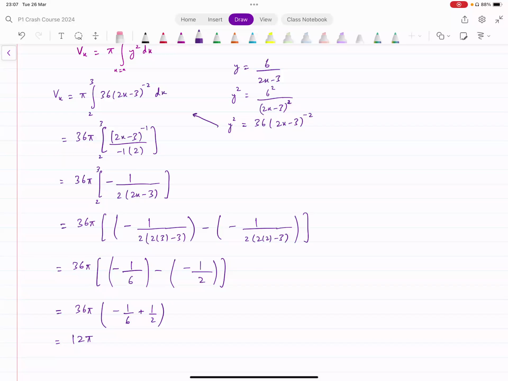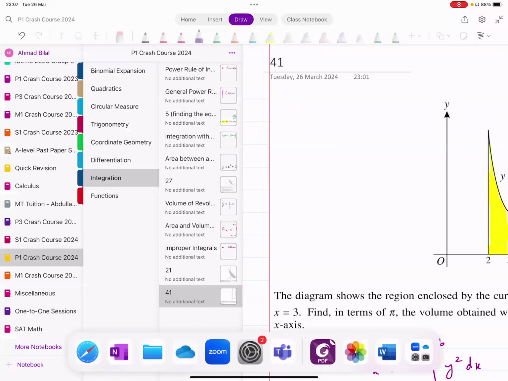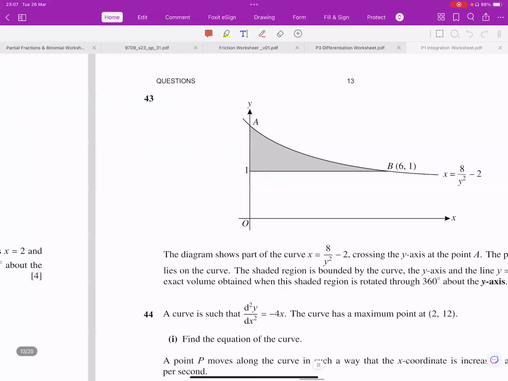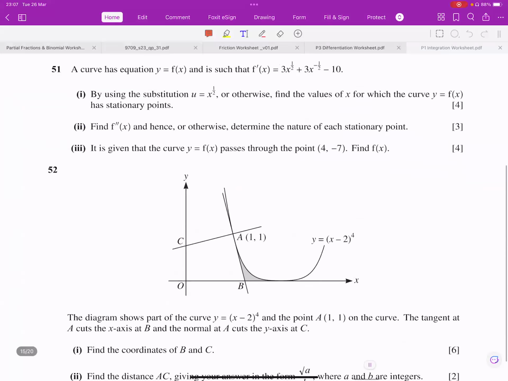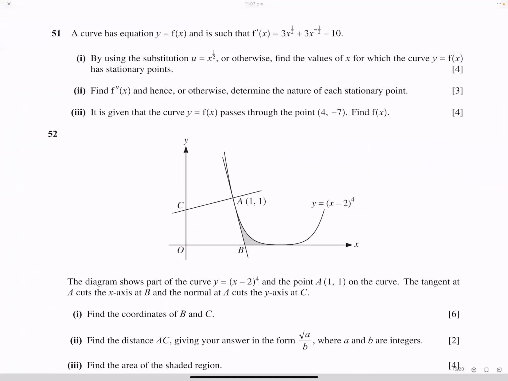All right, so that was question number 41. Let's have a look at the next one now. That's question number 52. Okay, let's try this now. Question number 52 from the worksheet.